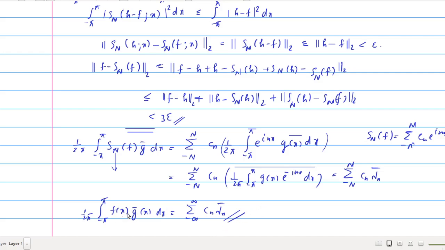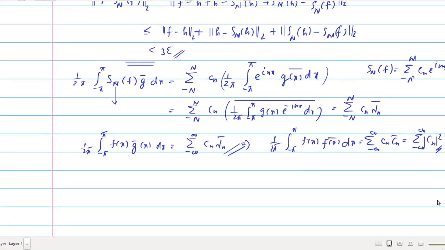For the third result, we put f of x equal to g of x in this expression. By putting f of x equal to g of x, we get 1 by 2 pi integral from minus pi to pi of f of x times f of x conjugate dx equal to the summation from minus infinity to infinity of Cn times Cn conjugate, because Cn is the Fourier coefficient of f. So this will give the summation from minus infinity to infinity of mod Cn squared. Okay, so this proves the third result as well.